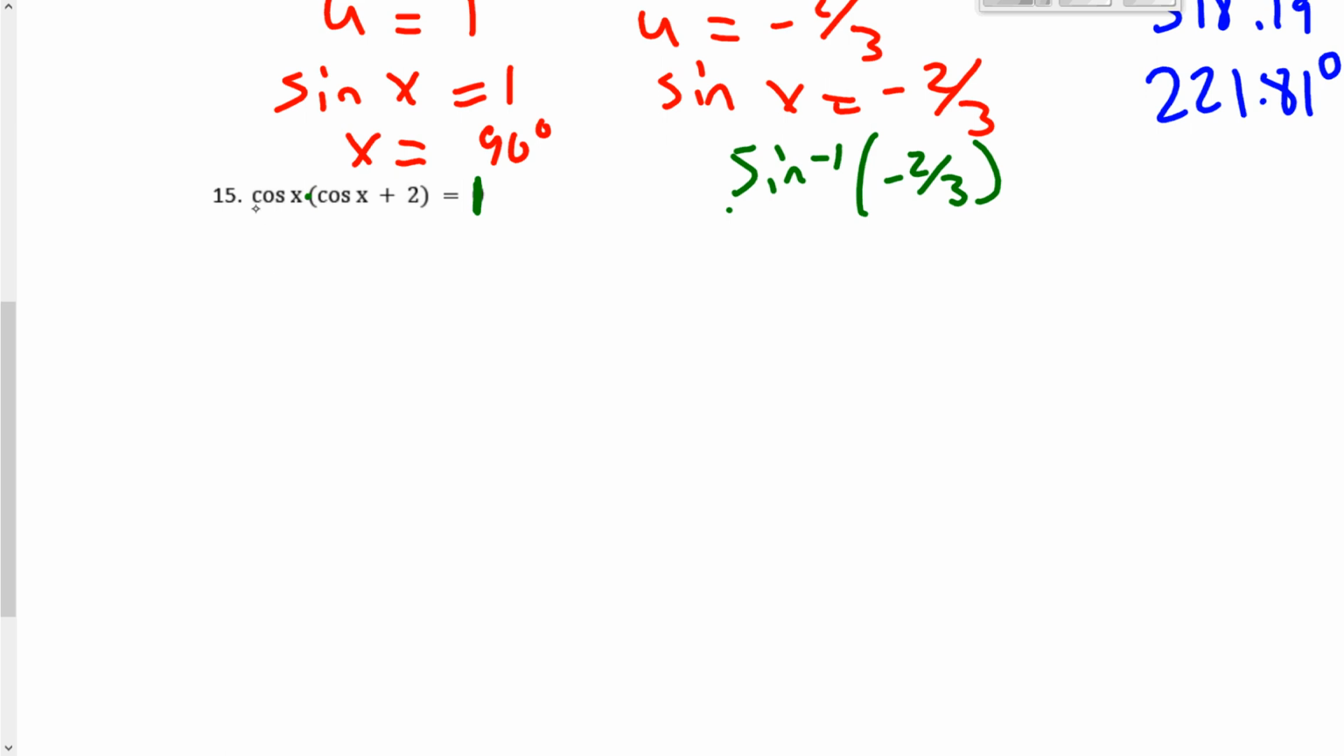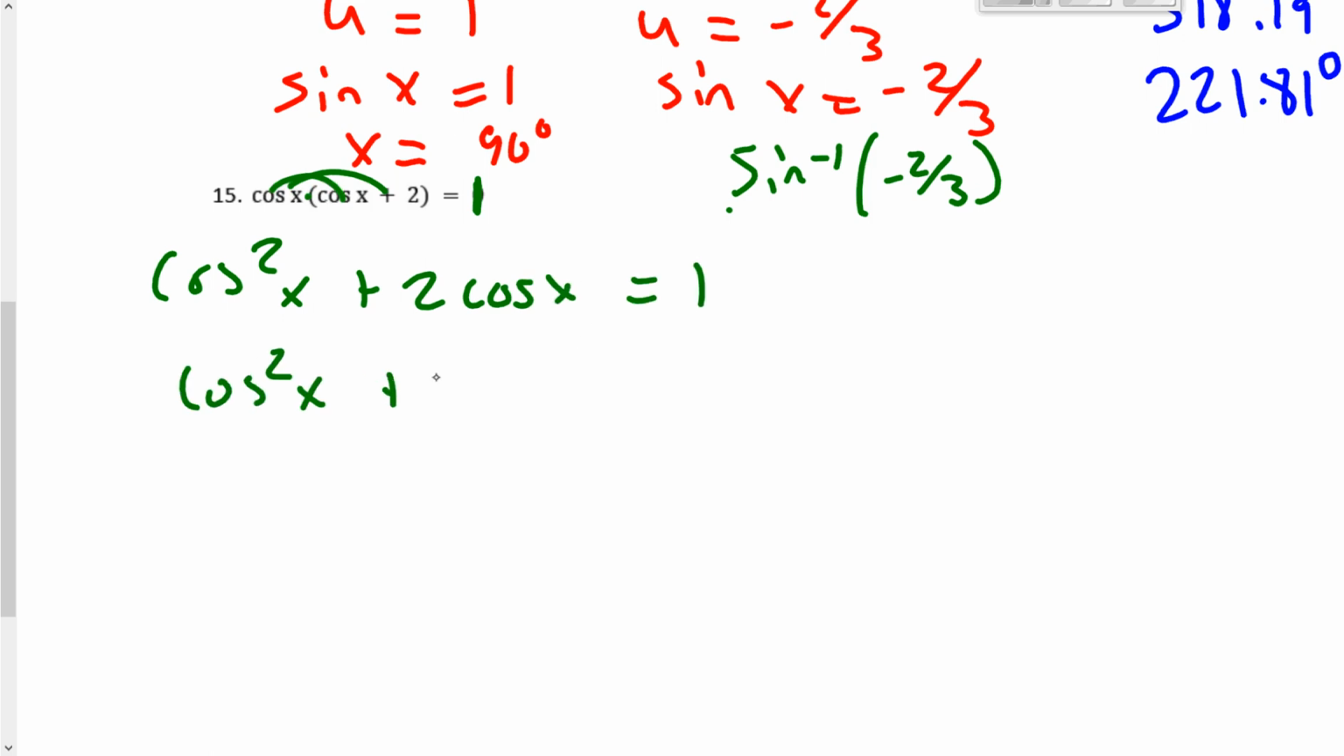We take cosine. Go ahead and distribute that to both of them. We get cosine squared x plus 2 cosine x equals 1. Subtract 1 from both sides. So then we have a quadratic. So now it's set equal to 0. Now we have a quadratic, so we can factor it.